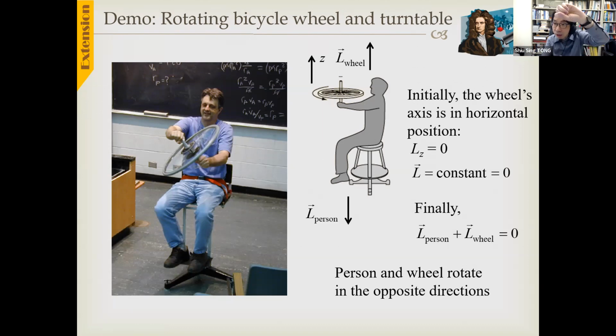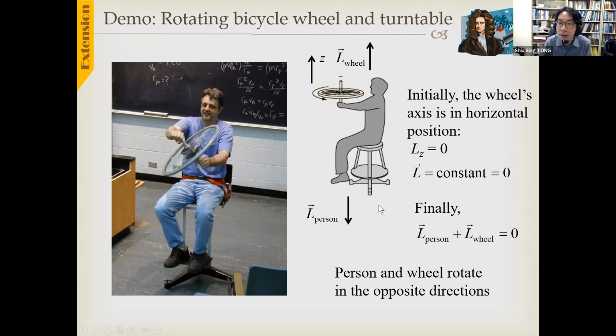And if we invert the bicycle wheel, if we turn the axis now to the downward direction, his body will automatically change the direction of rotation. In short, his body will rotate in a direction which is always opposite to the direction of rotation of the bicycle wheel. So that is very, very interesting, right? Now, I'd let you see the video first before we discuss this phenomenon.